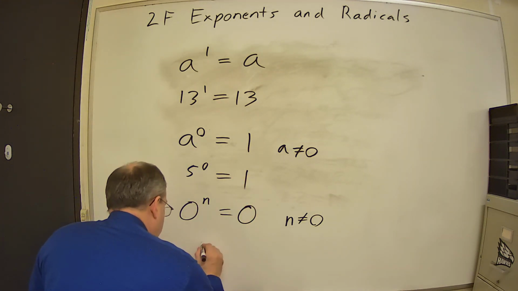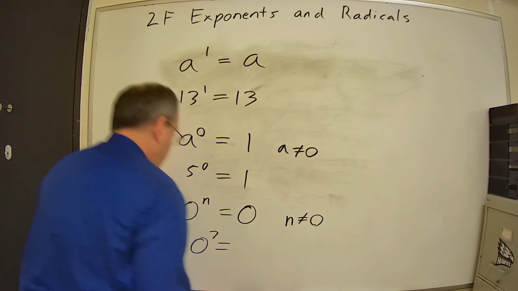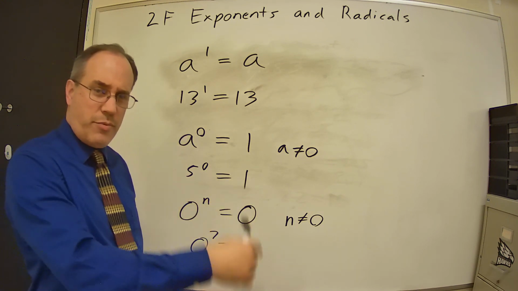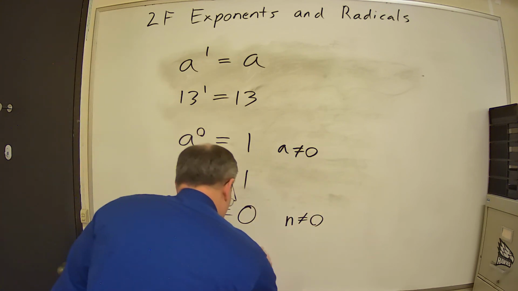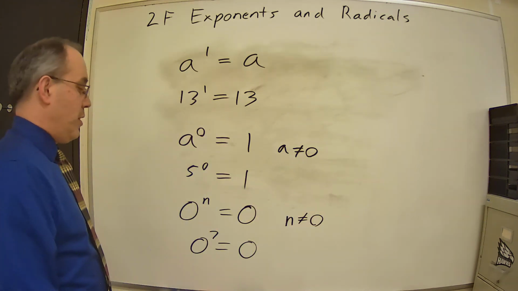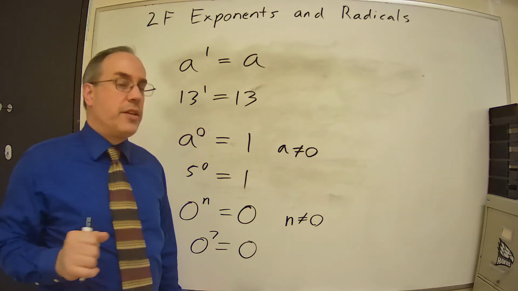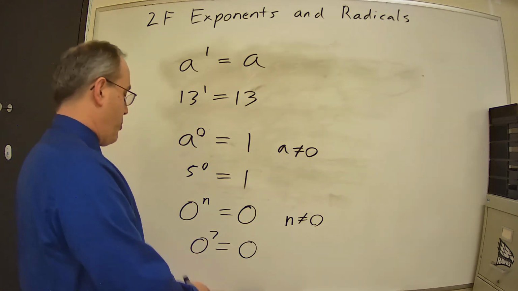So if I have 0 to the 7th, that's the same as going 0 times 0 times 0 times 0 times 0 times 0 times 0, which is 0. Which leads me to another thing off to the side here. I'm just going to put it here.